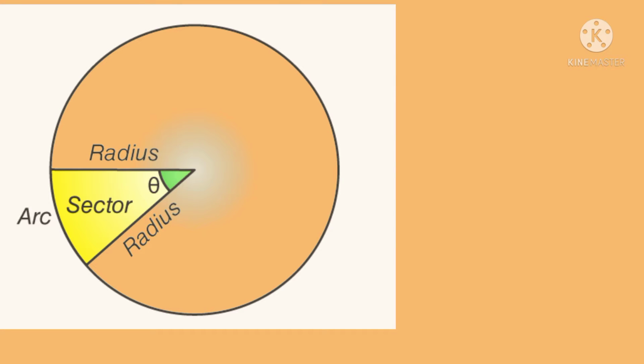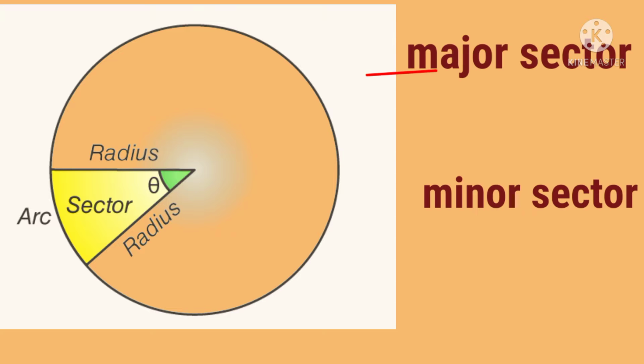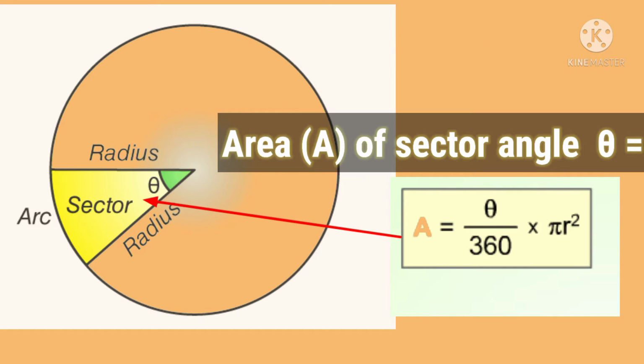So let us discuss some of the parts of the circle. First one is the sector. Sector is the region between two radius and one arc. The smaller region is called minor sector and the bigger region is called major sector. And the formula for finding the area of minor sector having center angle theta will be equal to theta by 360 into pi r square.